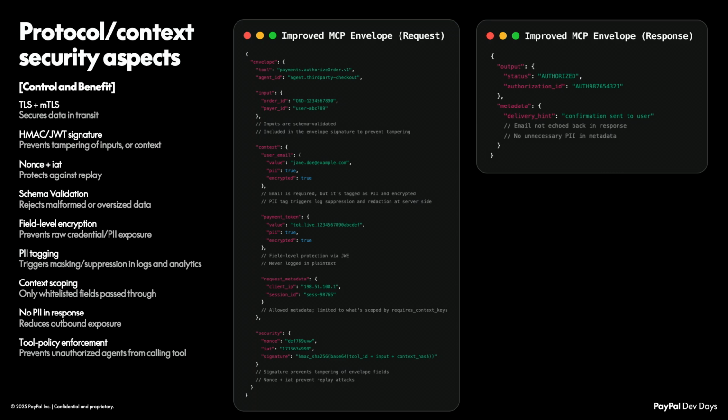And then PII tagging. So if there is any data attribute that is PII sensitive, as you can see in the context, user's email is specified, but also there's a tag of PII being true, and the fact that that needs to be encrypted. So all of these guidelines have to be relayed as context exchange happens. And then in the context scoping, we discussed earlier that only the whitelisted fields need to be passed through. And we don't want to have PII in the response, and that is the case, as you can see on the right side. And last but not the least, we do want to have tool policy enforcement, which actually prevents any kind of unauthorized agents from calling this tool. So we have an enforcement guideline, as you can see in the improved envelope.